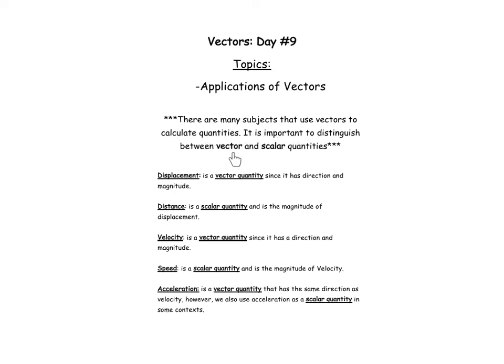It is important to distinguish in this particular lesson between a vector quantity and a scalar quantity. So for example, displacement is a vector quantity since it has direction and magnitude, while distance is a scalar quantity and the magnitude of displacement. Velocity is a vector quantity since it has direction and magnitude as well, while speed is a scalar quantity, which is the magnitude of velocity. So you can see how distance works and coincides with displacement, as well as speed coincides with velocity.